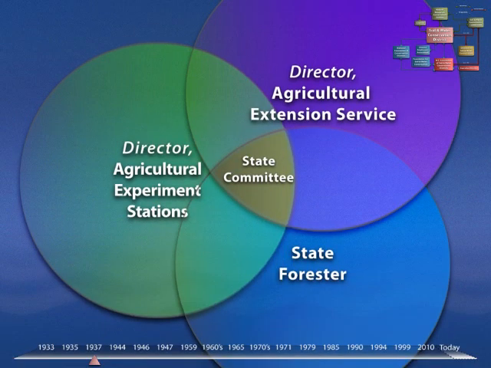Interestingly, the 3 members of the State Committee, which was created through General Statute 139, were the Director of the Agricultural Extension Service, the Director of the Agricultural Experiment Stations, and the State Forester. There was no staff assigned to the State Committee, so it was the responsibility of these 3 individuals to provide the necessary oversight and guidance to the local conservation districts that would form across the state.